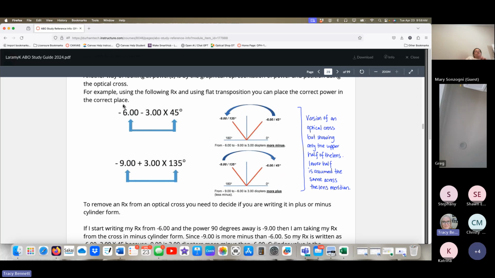So at 45, we have a -6. So we pick this for our 45. So 45 right in here, we have that -6. And then we're going to go -3 more from that 6. So as we travel from here to here, we want to go -3 more, which ends up with a total of -9.